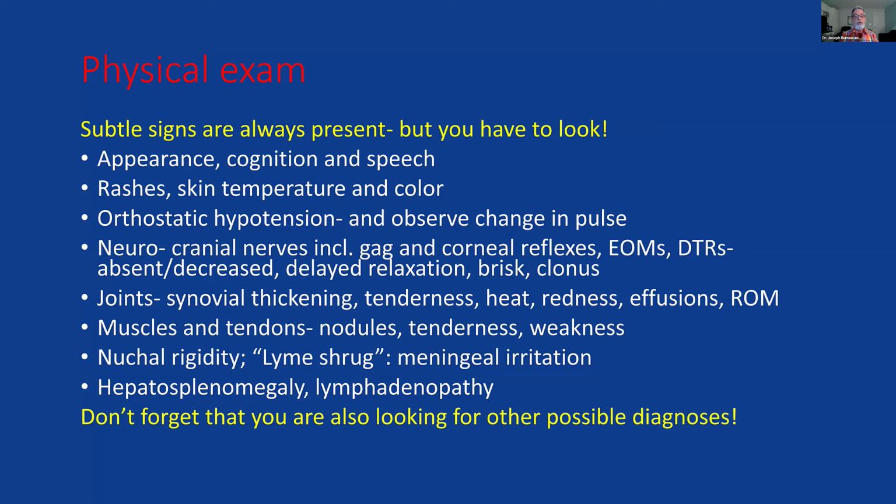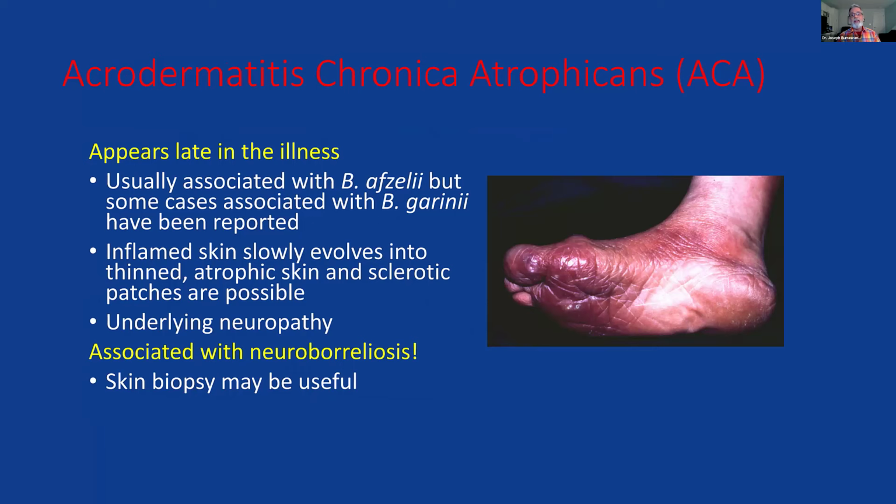Do a good exam. I want to bring up acrodermatitis chronica atrophicans, ACA. This comes from the European literature because it's usually associated with Borrelia afzelii, but some cases of Borrelia garinii have been reported, and I have seen this in American patients. It starts as a red, irritated skin that becomes over time quite atrophic, to the point where you can see the blood vessels through this tissue-paper-thin skin. There's some erythema, as you can see.